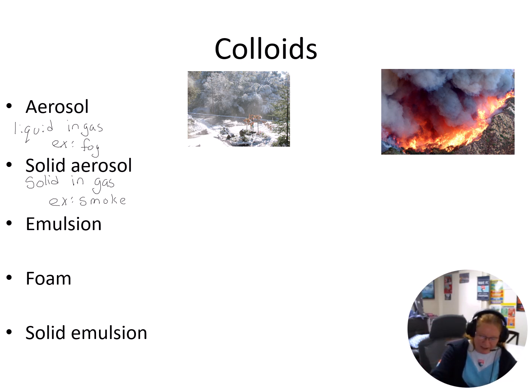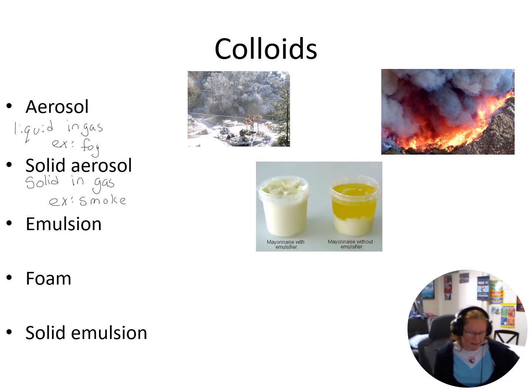An emulsion. Here's a picture of an emulsion: mayonnaise. Mayonnaise, if it doesn't have an emulsifier, separates out. There are lots of things that we need to emulsify in order to get them to be smooth. And so an emulsion is a liquid in a liquid.